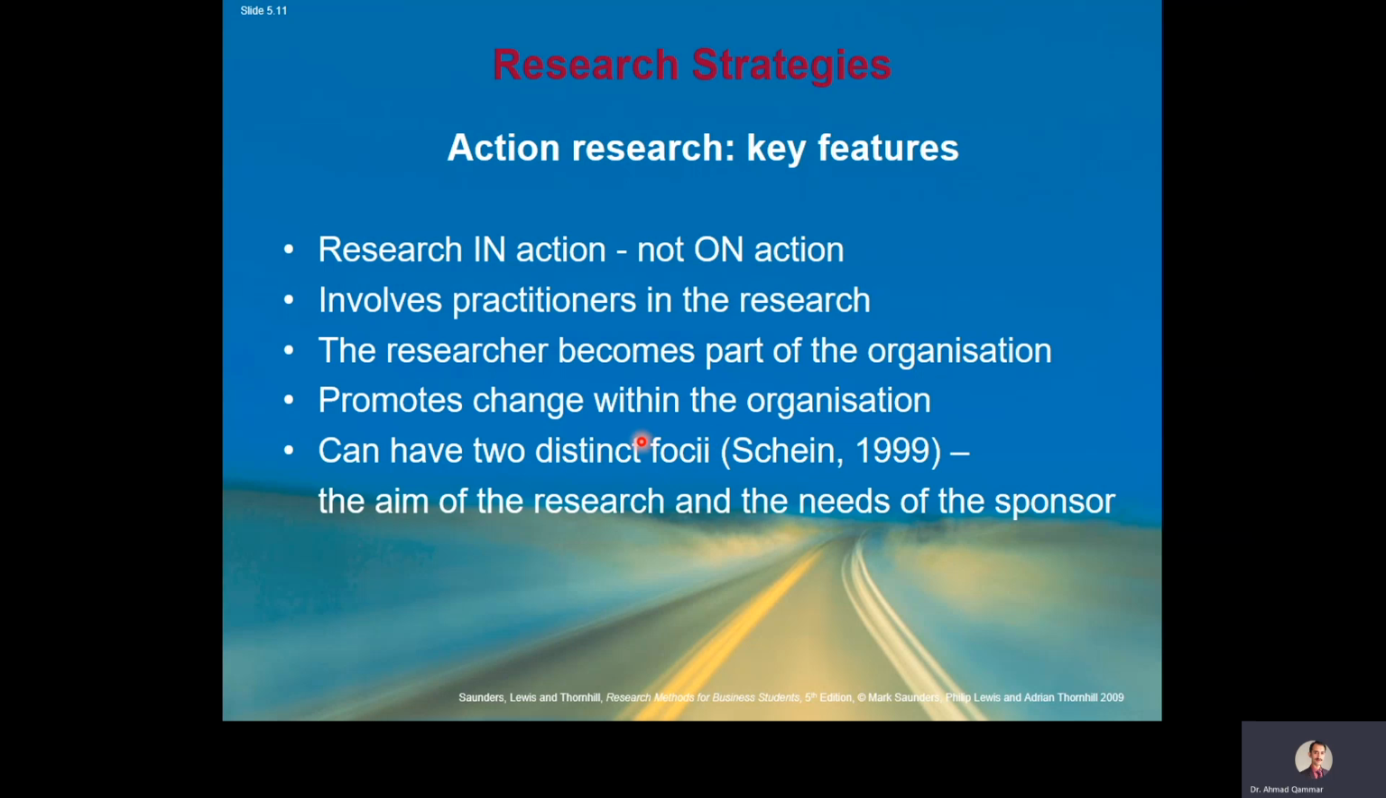Action research promotes change within the organization and can have two distinct foci: the aim of the research and the need of the sponsor. One of the problems with action research is that sometimes you have different research objectives, but your sponsor is interested in something else. So sometimes there's conflict because you have two foci, not one, right? One is the client requirement, the other is your research interests. One of the challenges for the researcher is to balance these.